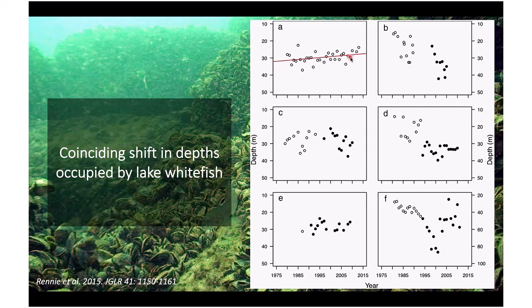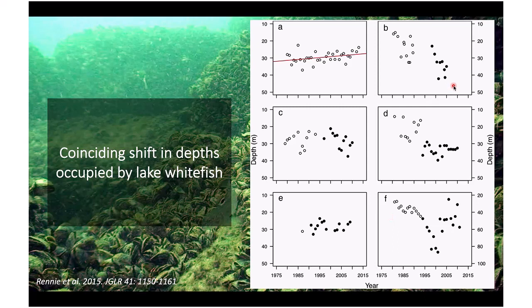water to shallower water. In B, we have Lake Michigan. In C, we have Northern Huron. In D, we have Southern Huron. In E, we have Lake Erie. And in F, we have Lake Ontario. So we're seeing a few different things here in terms of how whitefish are shifting their depth in response to the establishment of dry synod mussels.